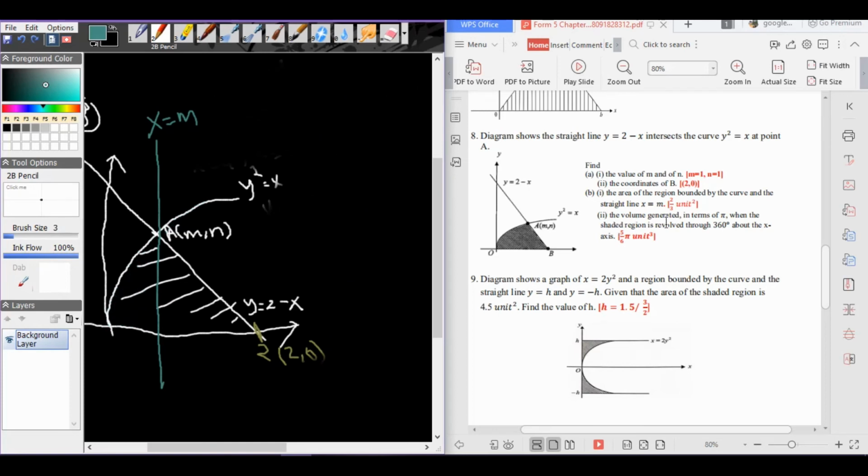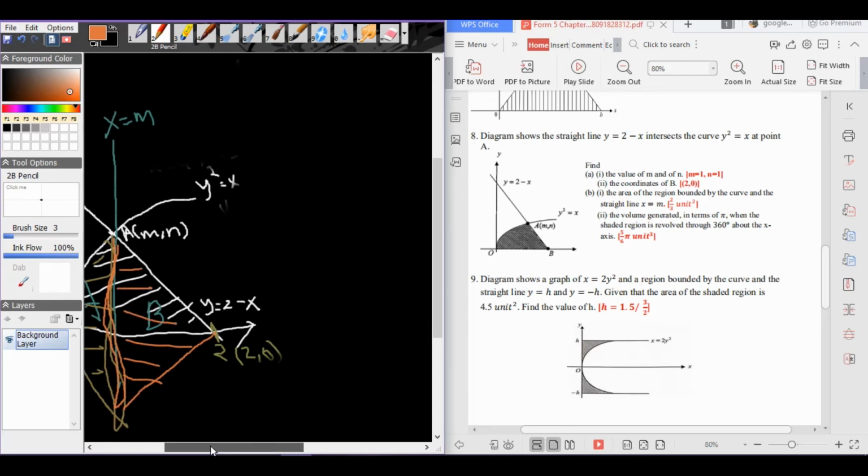Find the volume generated, in terms of pi, when the shaded region is revolved through 360 degrees about the x-axis. Okay, so we have to find the volume generated by this shaded region. Okay, so we can separate them into two parts. So this is A, this is B. The volume generated by A will look like this. When you rotate through the x-axis, you have something like this. And when you rotate B 360 degrees about the x-axis, we will have a cone. Okay, a 3D cone.